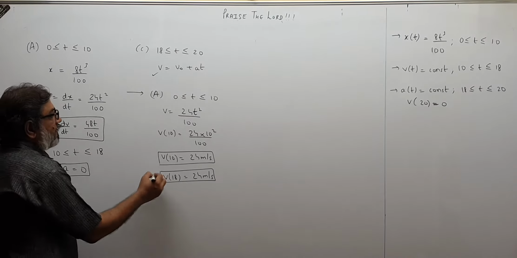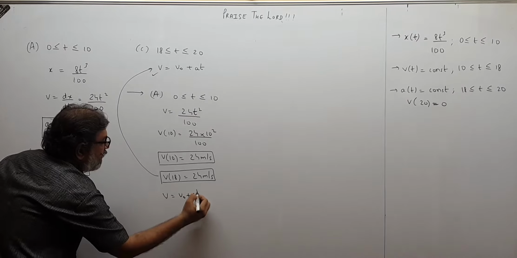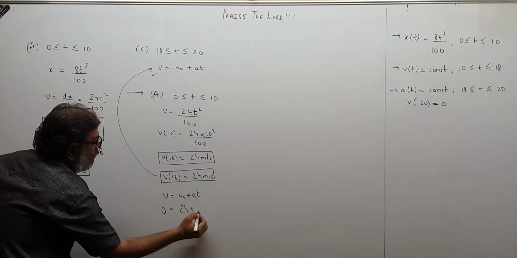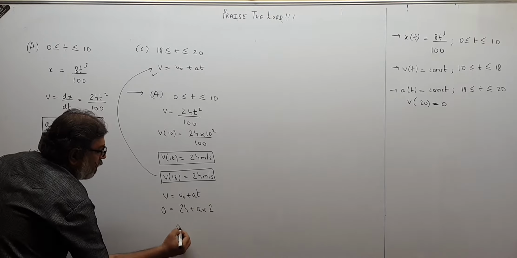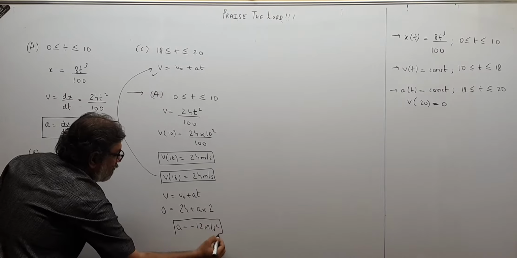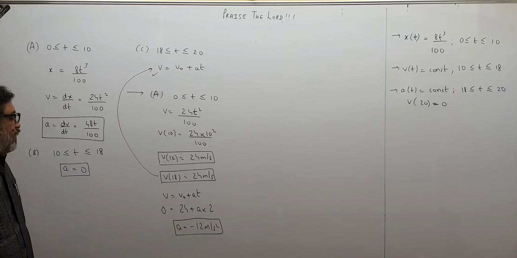Now this I use over here. So v equal to vo plus at. Final velocity is 0. Initial is 24. Acceleration I don't know, time is 2. So a will become minus 12 meter per second squared. So this is the acceleration for 18 to 20th second. This way I come to know.